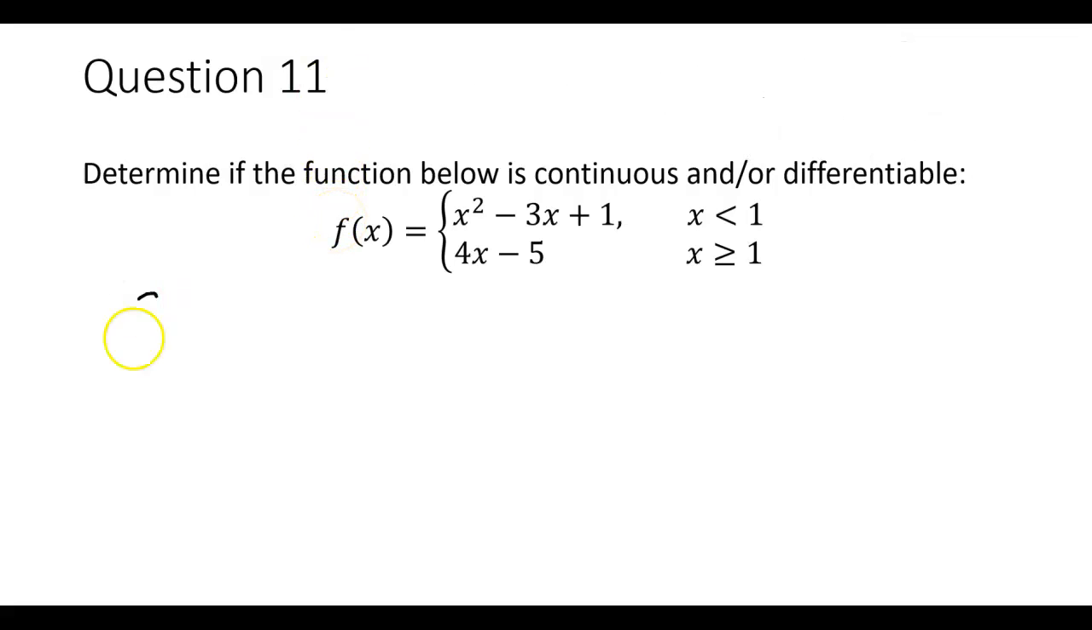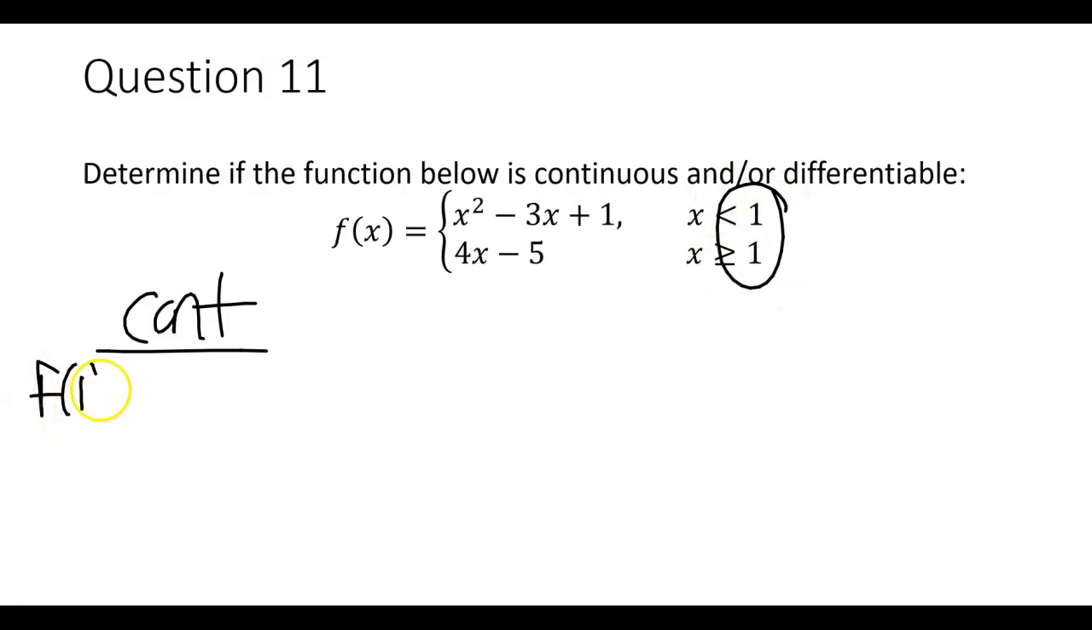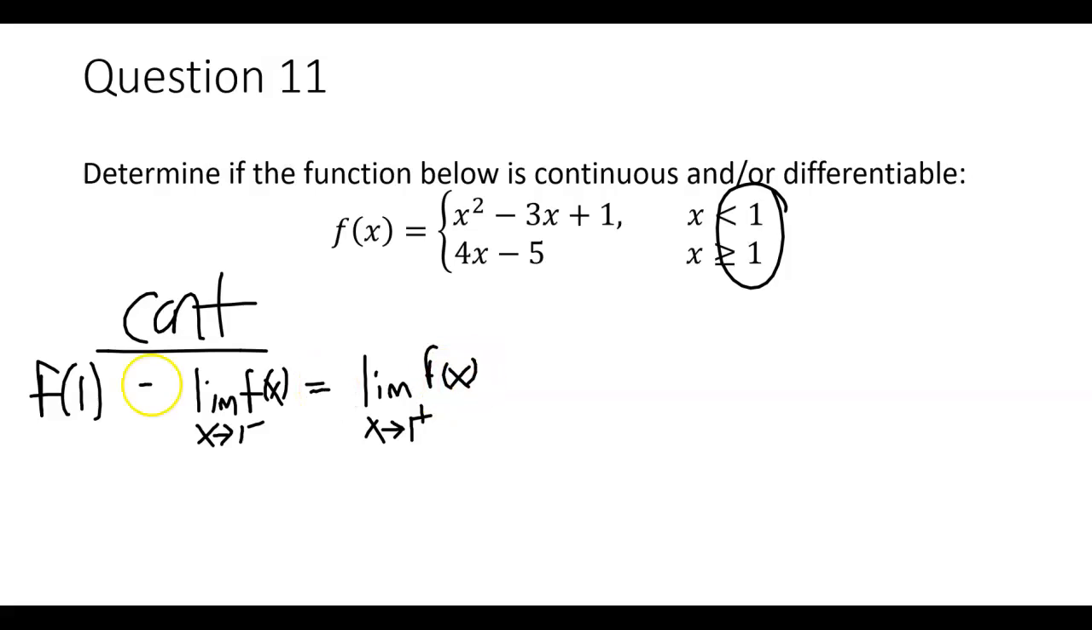So to determine if this is continuous, we need to make sure of a couple of things. We need to make sure that the function exists at the junction point. We also need to make sure that the limit from the left of that junction point is the same thing as the limit from the right of that junction point. And all 3 of those need to be equal. If all 3 of those are equal, then we're in business. So first of all, let's find f of 1.